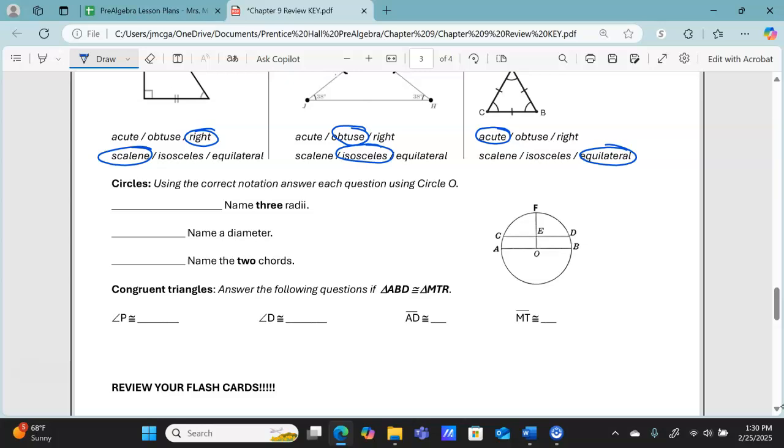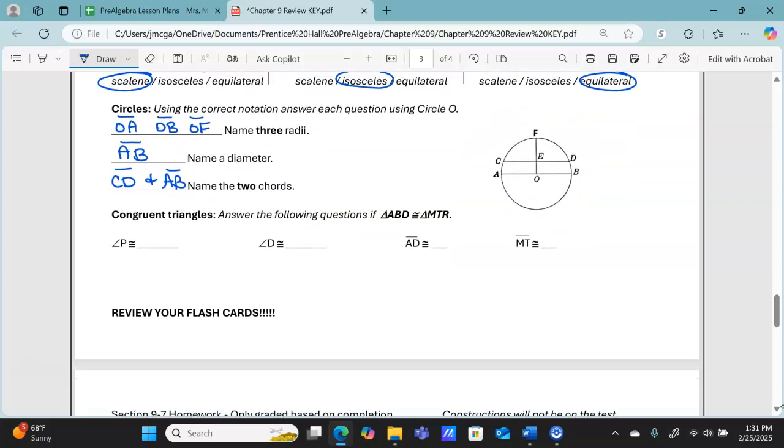Name 3 radii. Radii have to start at the center. So we have OA, OB, and OF. Again, you can flip-flop the order of the letters. It could be AO, BO, and FO. A diameter is a chord that goes through the center of the circle. And then 2 chords, we have 2, CD and AB. Chords are line segments whose endpoints are points on the circle.